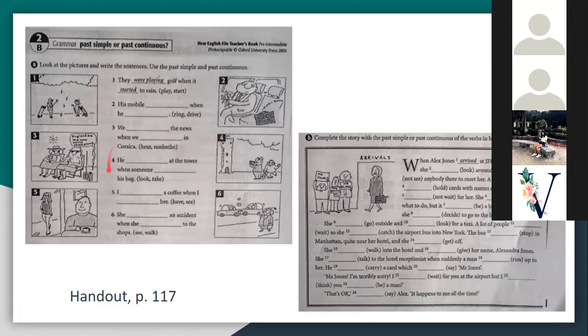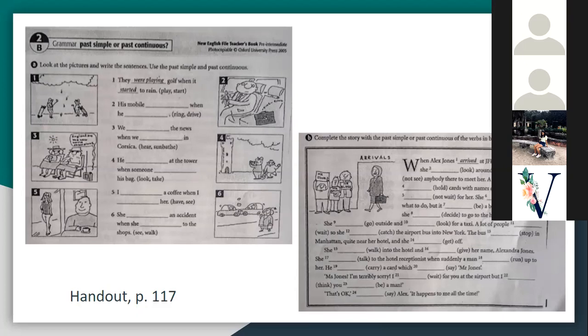Bueno. He was looking at the tower when someone took his bag. Good. Oh, it's a tower. I thought it was a tree. Good. He was looking at the tower when someone took his bag. He got robbed. Very good. Number 5. Facu Romo. I had a coffee when I was seeing her.